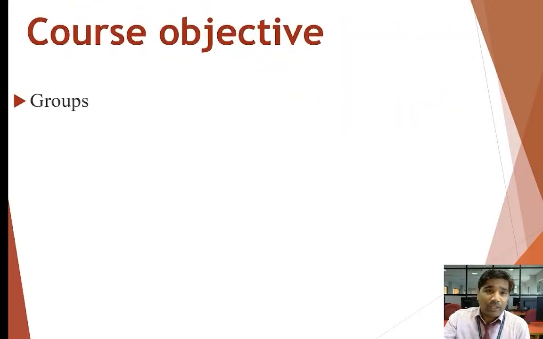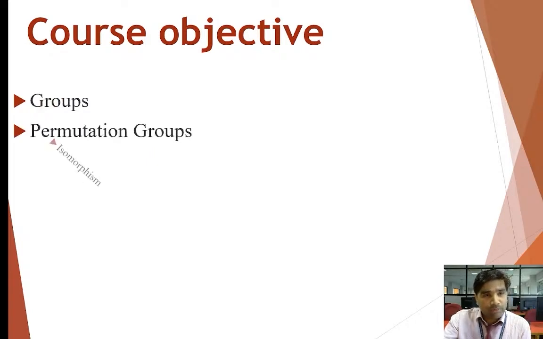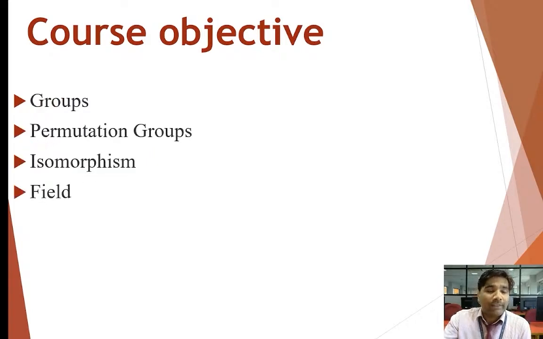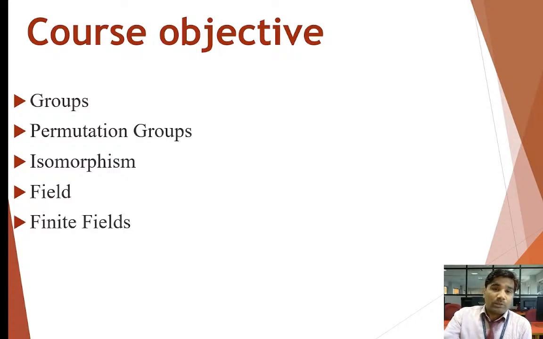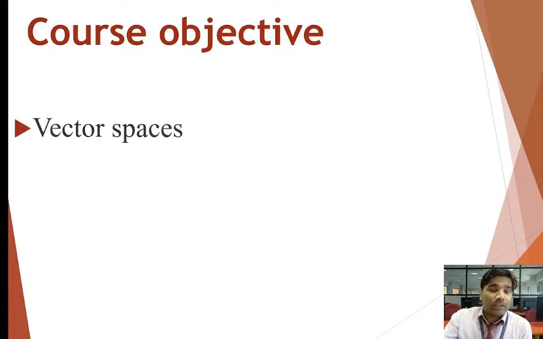Now, the course objectives. First, basically what we need to know as a beginner in linear algebra is group theory. That is the group, then permutation groups, isomorphism, and then field. Once we understand the field, we can very easily move on towards linear algebra. Next are the vector spaces.